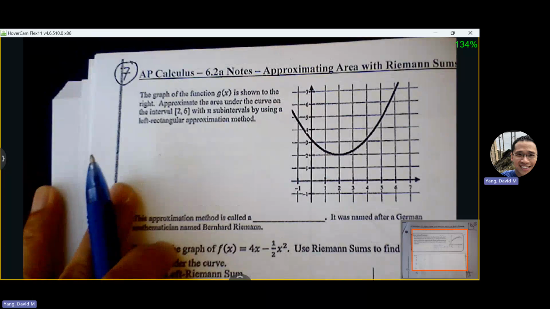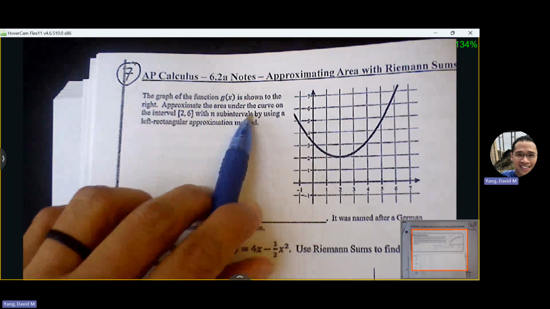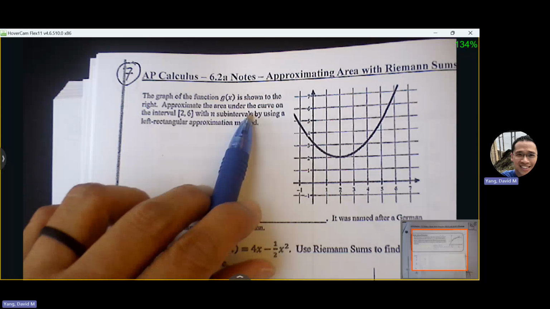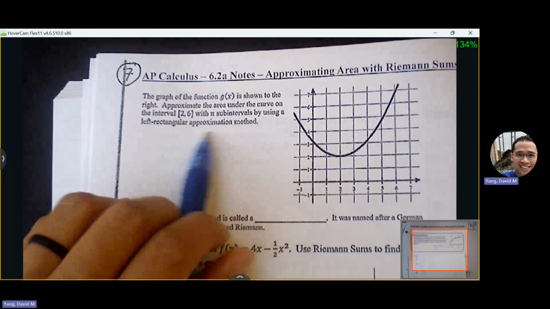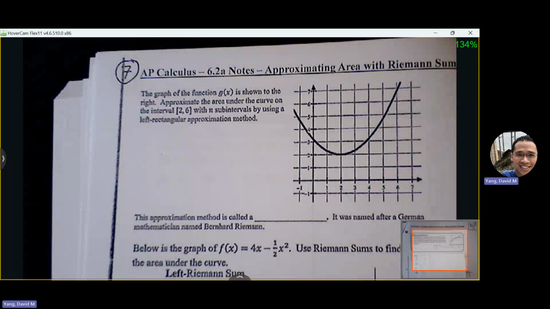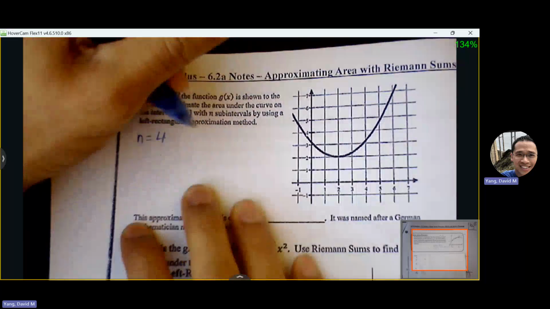So let's read this here. The graph of the function g of x is shown. Approximate the area under the curve, in other words, between the curve and the x-axis, on the interval from 2 to 6 with n subintervals by using a left rectangular approximation method. So let's say we start off with n equals 4. We're going to start off with 4 subintervals here.